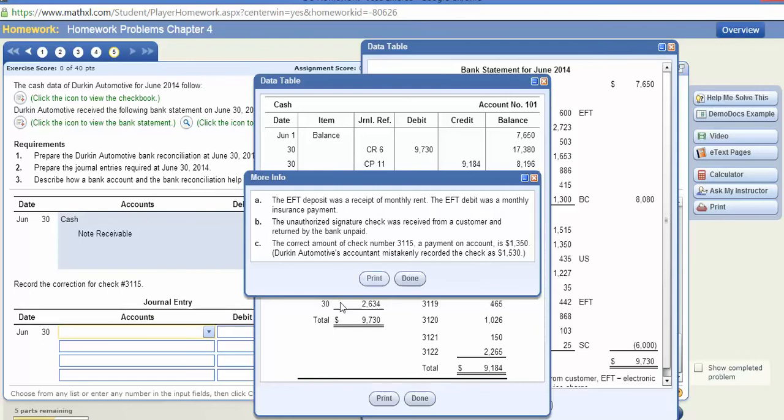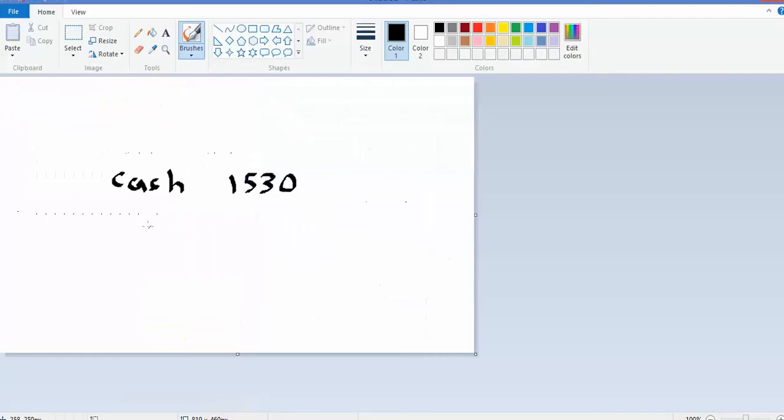So we thought, hey, we're going to credit cash for 1530 and the check is 1530. And we thought, hey, when we do this, this will be our entry. It'll be accounts payable 1530. Hard to write with a mouse. Okay, so this is the entry as we made it.